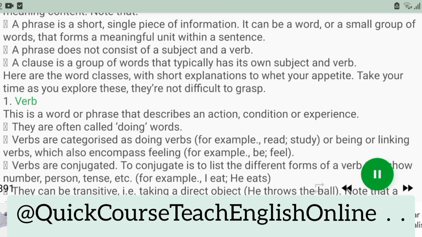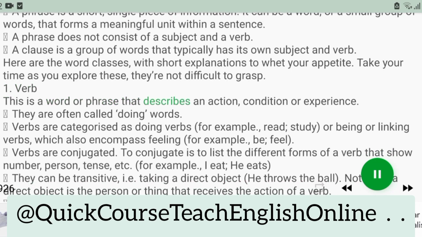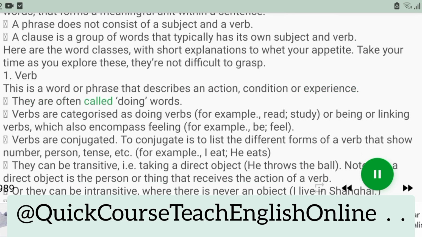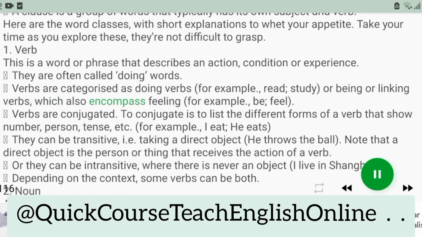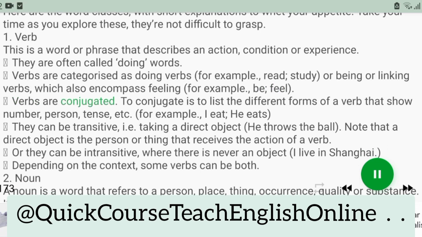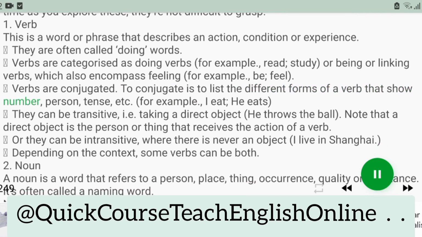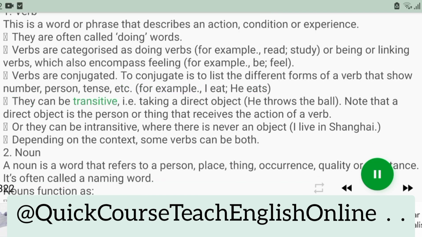1. Verb. This is a word or phrase that describes an action, condition or experience. They are often called doing words. Verbs are categorized as doing verbs, for example, read, study, or being or linking verbs, which also encompass feeling, for example, be, feel. Verbs are conjugated. To conjugate is to list the different forms of a verb that show number, person, tense, etc. For example, I eat, he eats. They can be transitive, i.e.